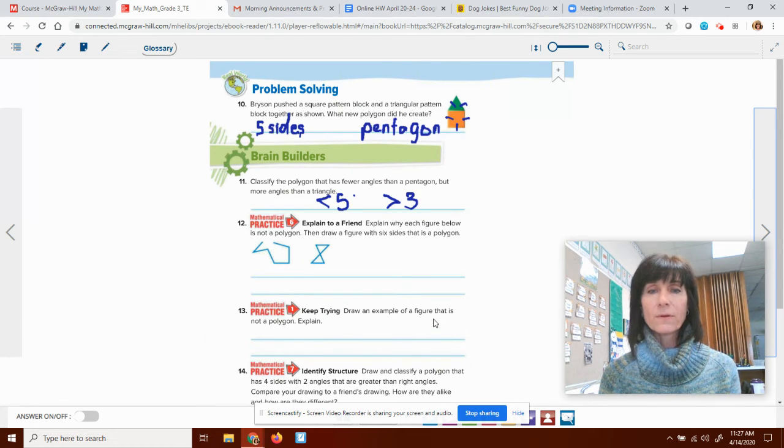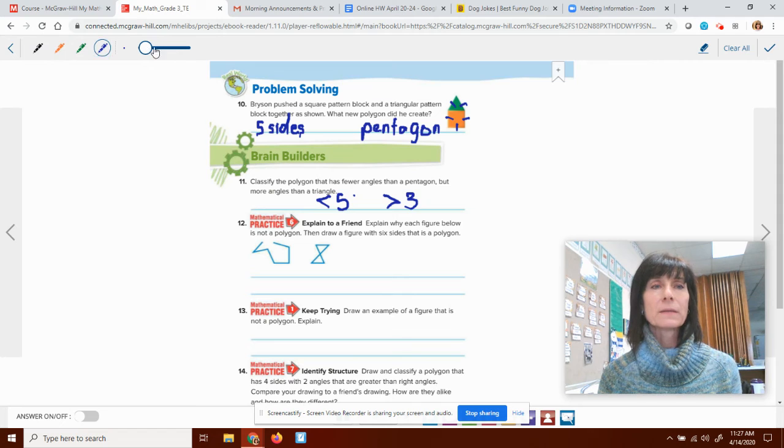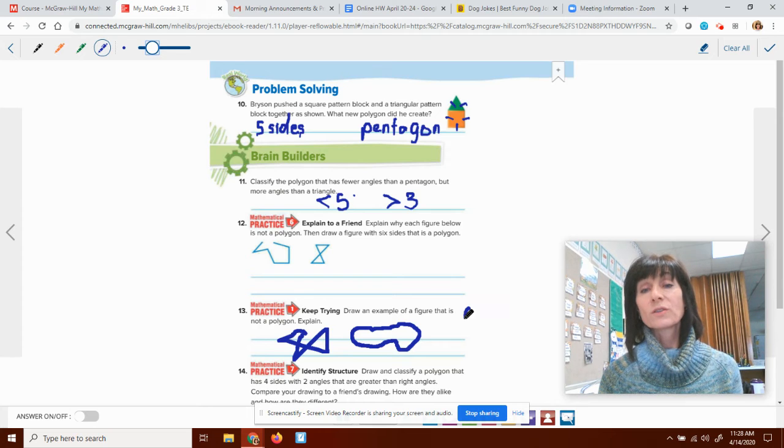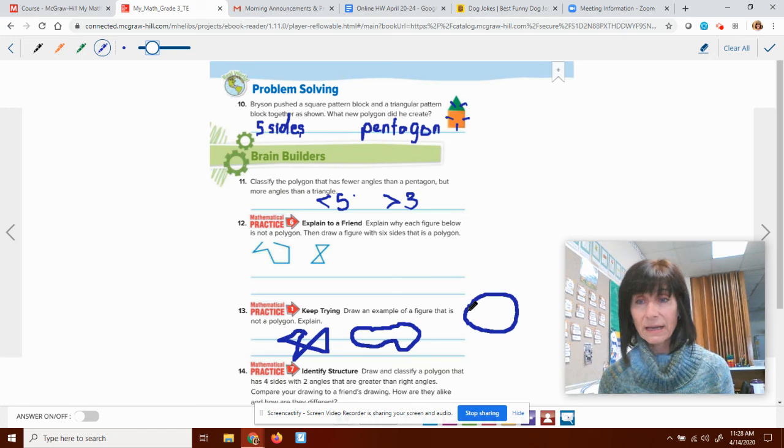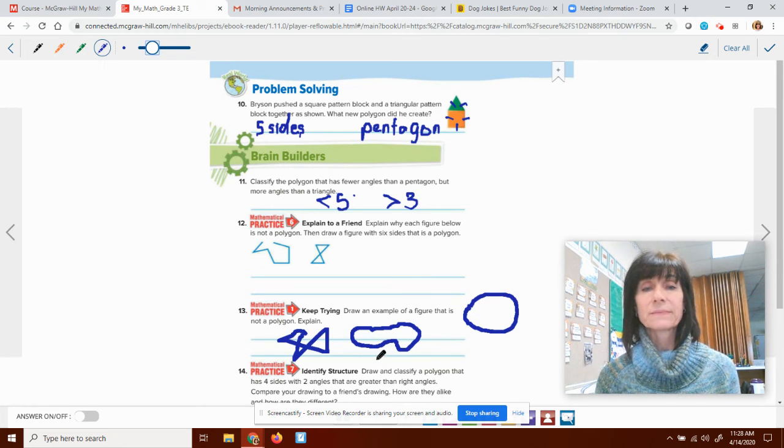Draw an example of a figure that's not a polygon. They didn't really show you any in the lesson, but something that's not a polygon would be anything that's got a lot of curves to it. Or it might be something where I've got straight lines, but they overlap, they cross. So a circle, that is not a polygon. They have to have straight lines.